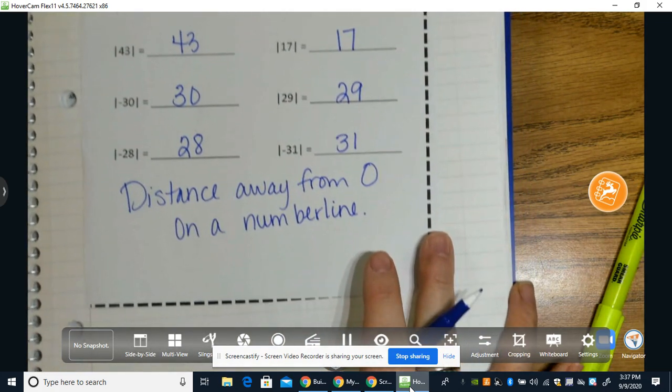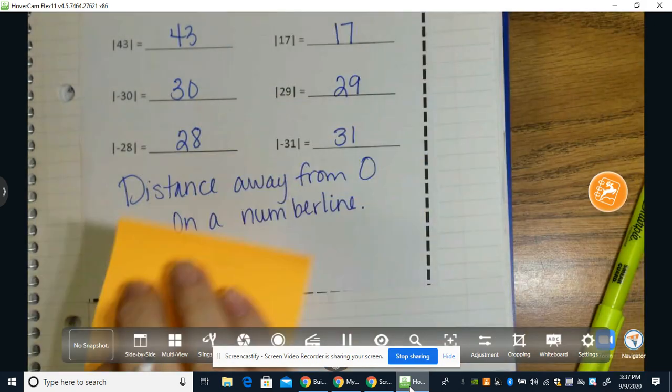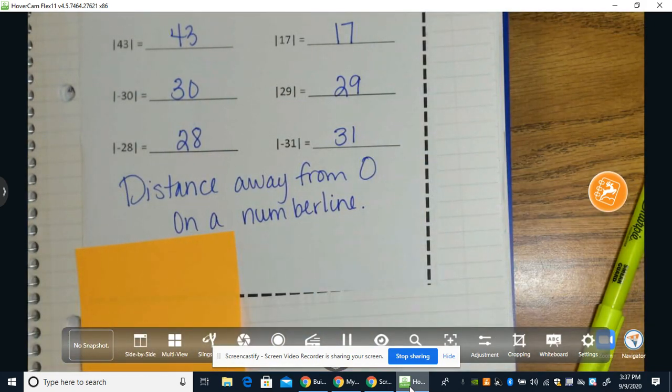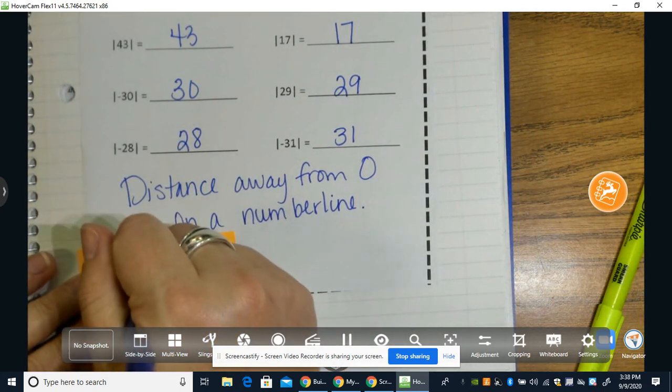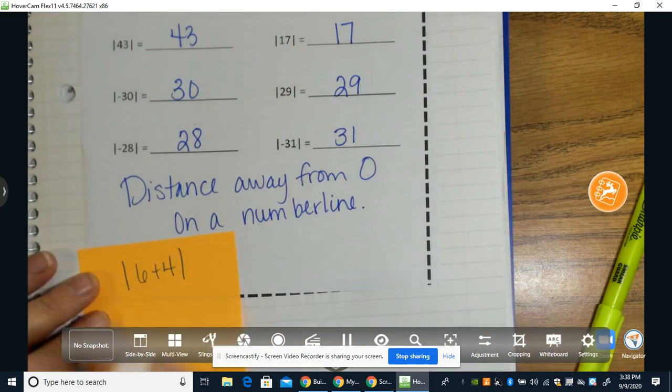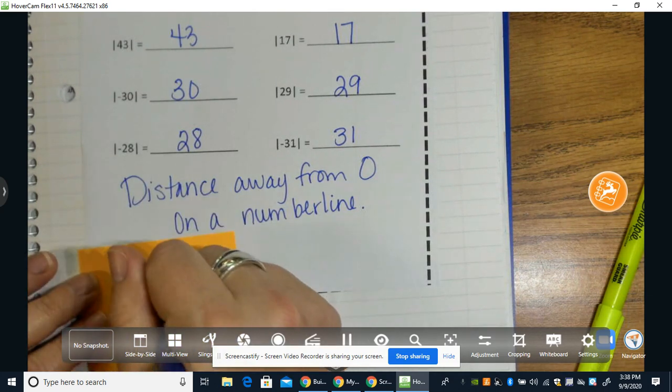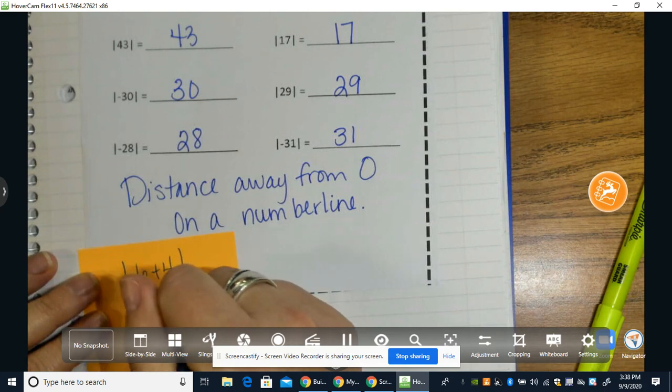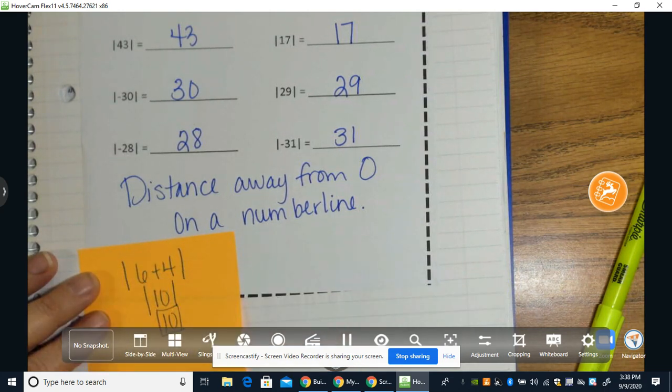Now, sometimes we're just going to do this on some stickies. They may put an operation going on inside absolute values, like the little brackets. So say absolute value of 6 plus 4. Take those into consideration like they're parentheses. So 6 plus 4 gives me 10. Absolute value of 10 is 10. That would be my answer.